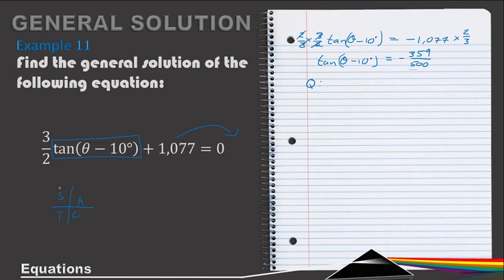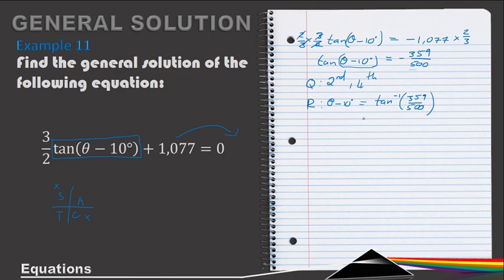Tan is negative in the second quadrant and in the fourth quadrant. And so I write down second and fourth. Then for the reference angle, my reference angle is simply this theta minus 10 degrees. So theta minus 10 degrees will be equal to the inverse of tan of 359 over 500, and I don't use the sign because I've incorporated the sign in the quadrants.